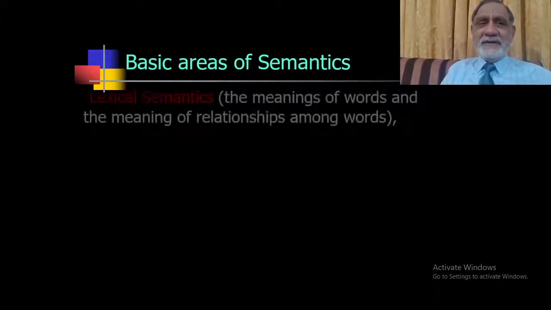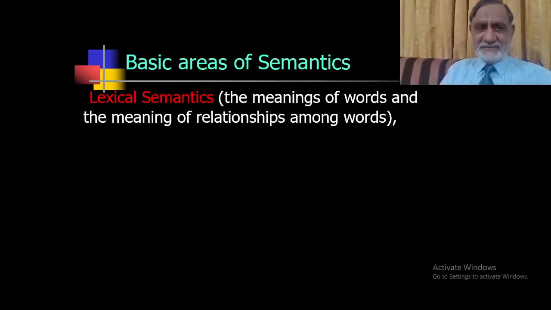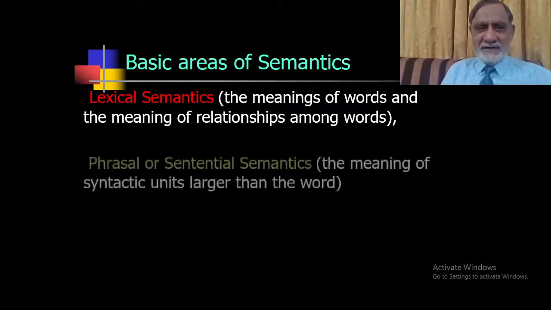There are three basic areas of semantics. Number one is lexical semantics, and that deals with the meaning of the words and the meaning of the relationship among words. So the first one is lexical semantics.